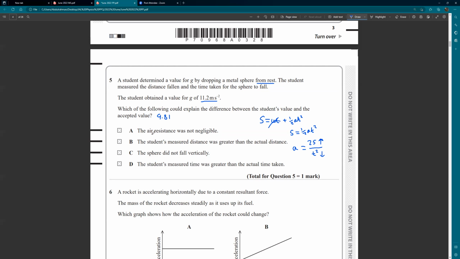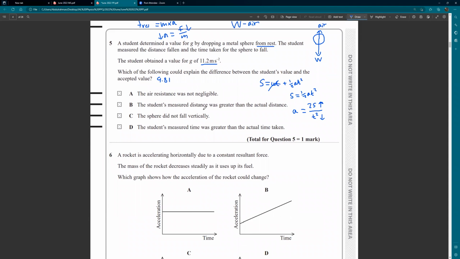So the first option, the air resistance was not negligible. Well, if there was air resistance, then the way you should think about this is the forces acting on your sphere are not only weight. There's weight down, but there's also air resistance opposing the motion, meaning your new resultant force is your weight minus the air resistance. So your new F resultant, which is equal to your mass times acceleration, is now smaller. And I know that acceleration is force over mass. So a smaller resultant force will, of course, give you a smaller acceleration. You got a larger acceleration, so it's not A.